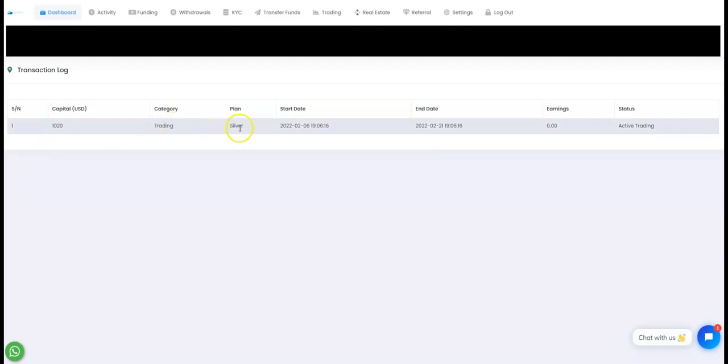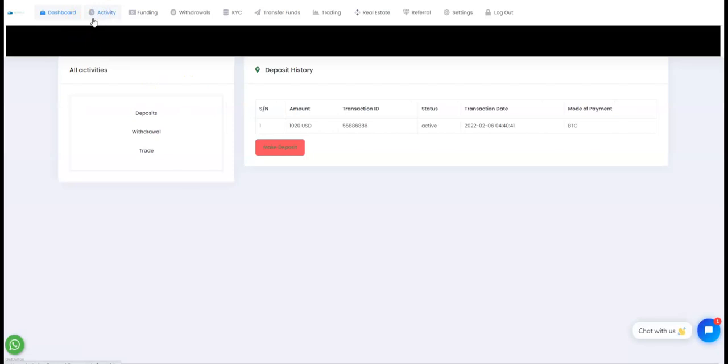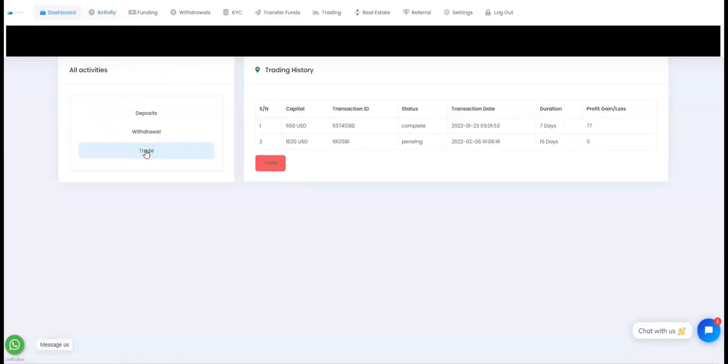We're trading the silver plan. Earnings as of right this second, 0. The trade is active. All right, it is pending right this second. It's got 15 days.